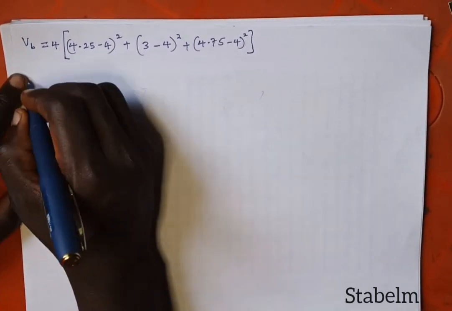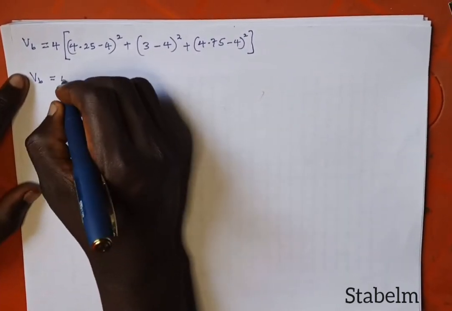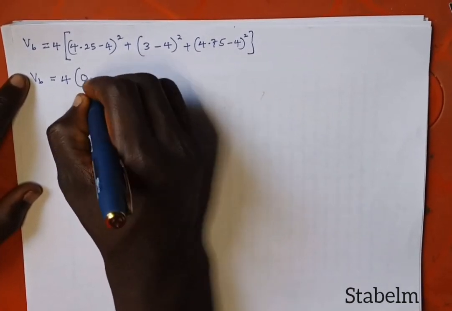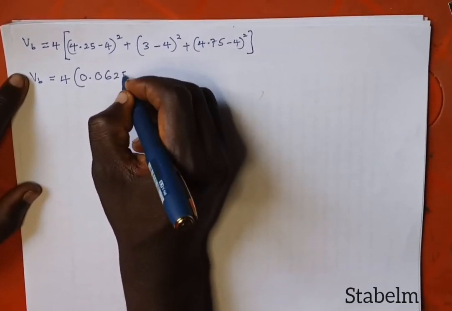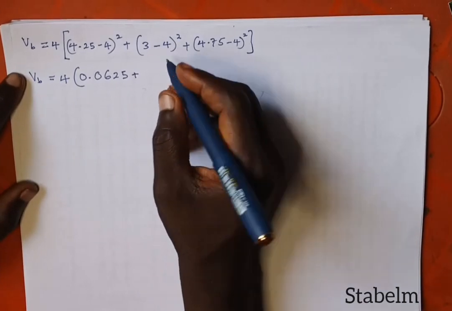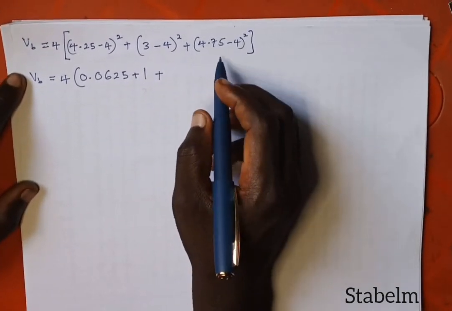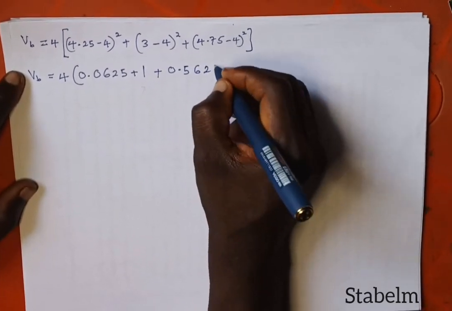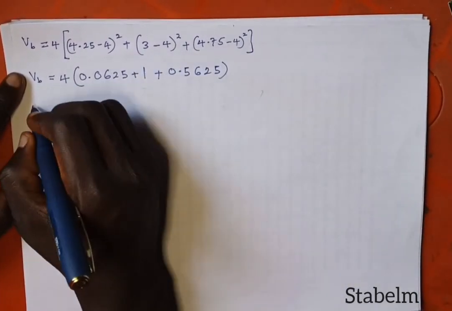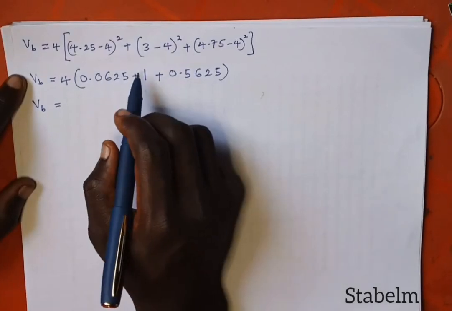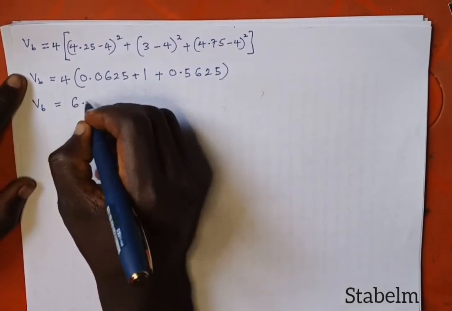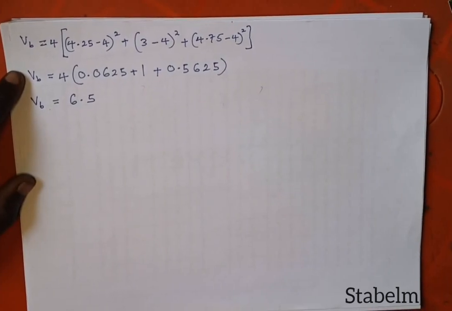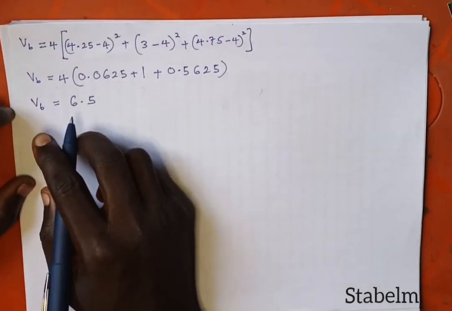Now V subscript B equals 4 into brackets: 4.25 minus 4 all raised to power 2 will give you 0.0625, plus 3 minus 4 squared will give us 1, plus 4.75 minus 4 squared will be 0.5625. If you add these 3 together and multiply by 4, we're going to have 6.5. So we have our VB to be 6.5.